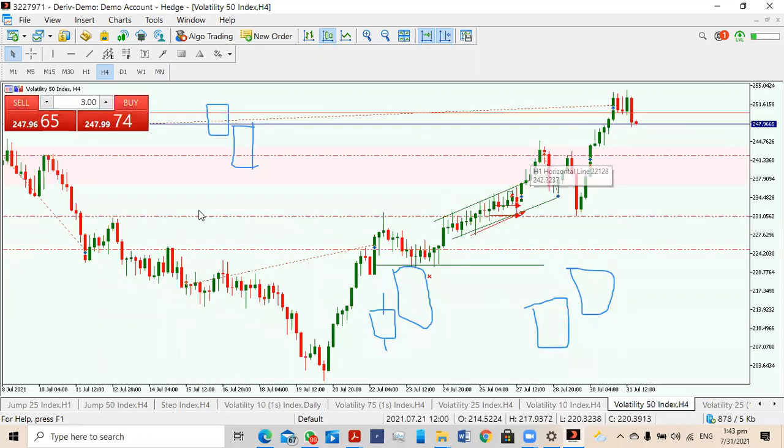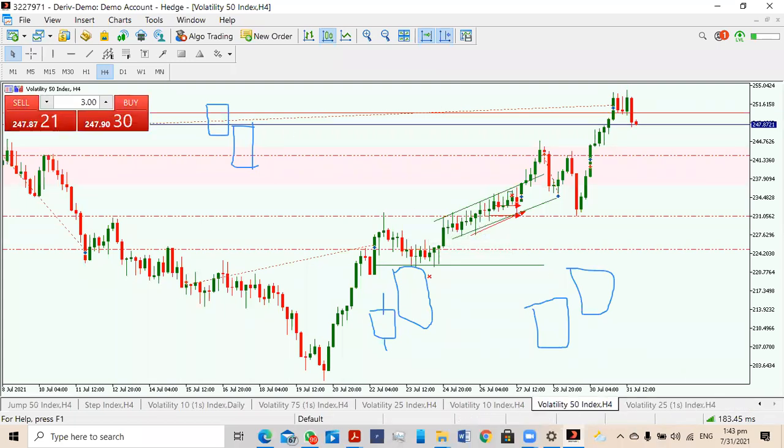See now, for this Volatility 50 now, another block is being formed. This Volatility 50 now, this is another block here. So now it has signified a sell. Please wait. It has signified a sell here.